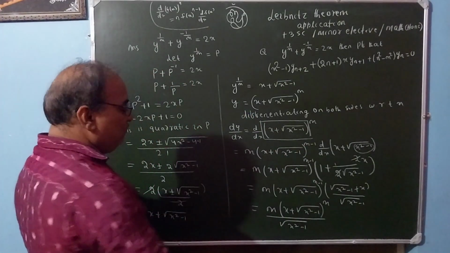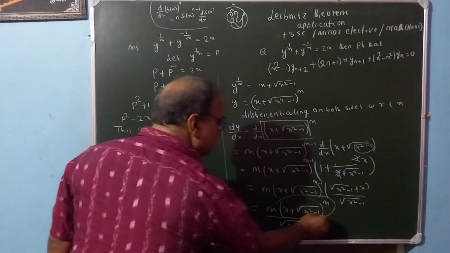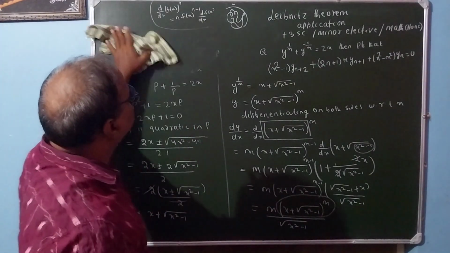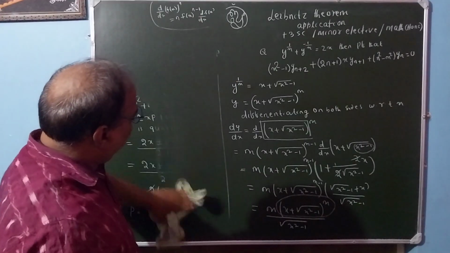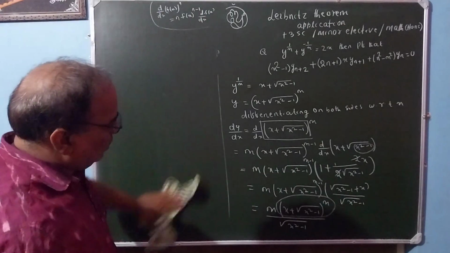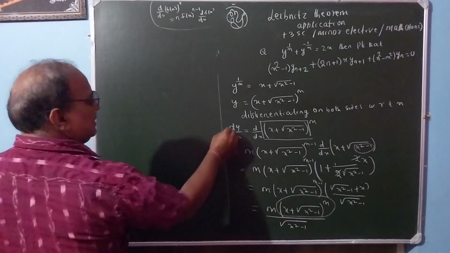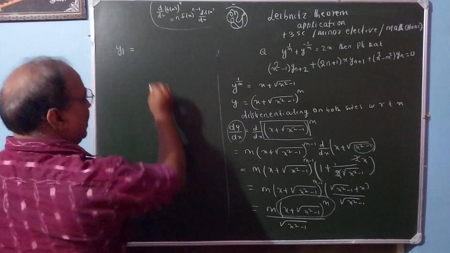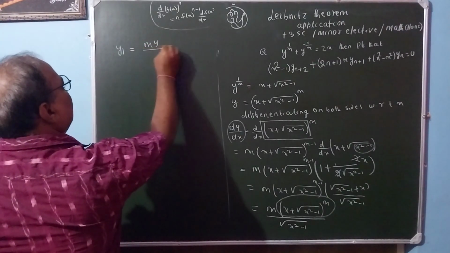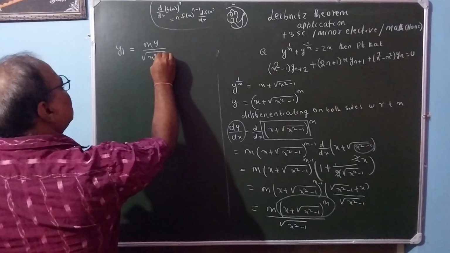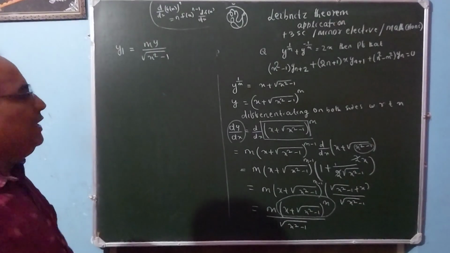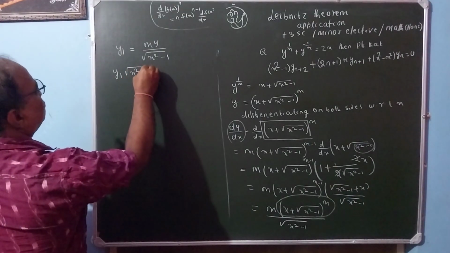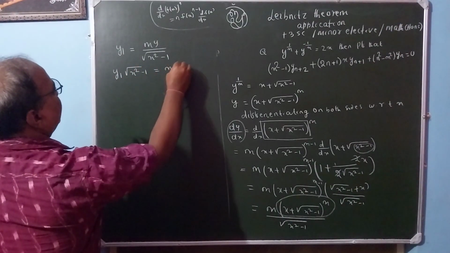So in place of this we have to put y. So we write now, we get dy by dx, which is y1. Here y1 is equal to m into y over root over of x square minus 1. Okay, now multiply: y1 into root over of x square minus 1 is equal to my.